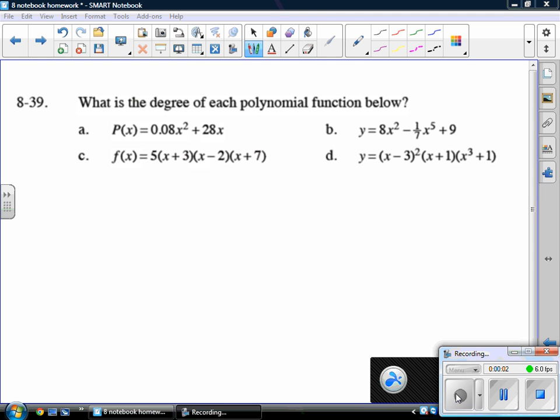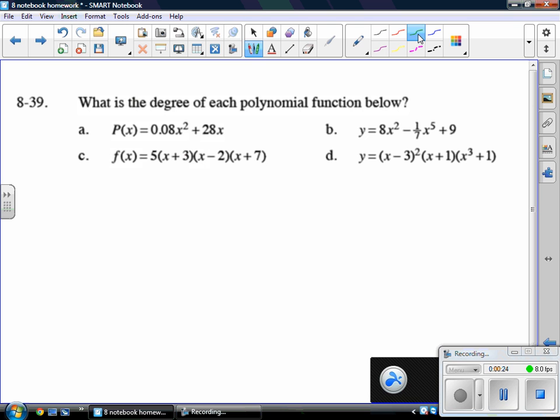This is problem 8-39 from section 8.1.2. What is the degree of each polynomial function below? So the degree, we talked about this, is the highest exponential number in the problem. And it's not necessarily just the one that's there. If it needs to be multiplied out, then you might need to do that.